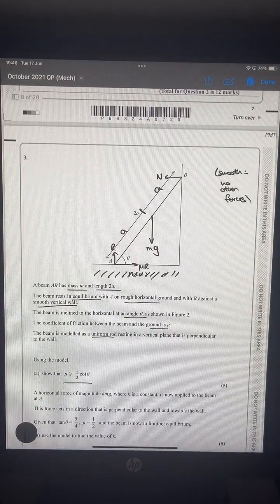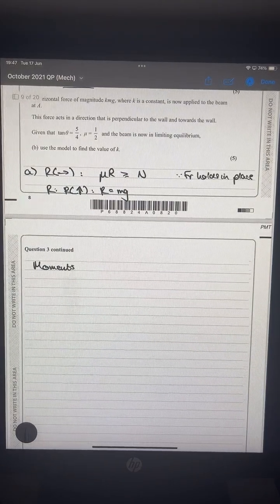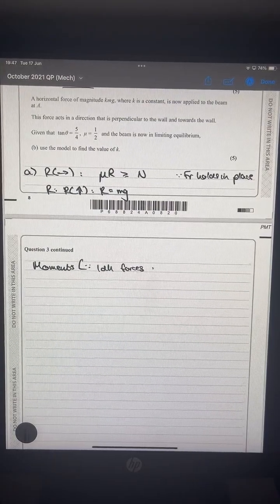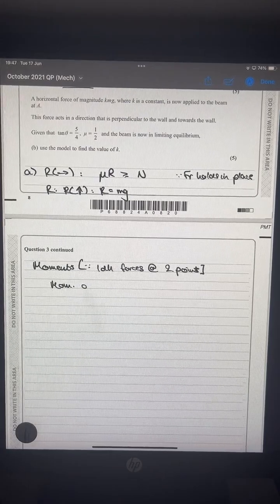How am I going to find what N is? Remember, N is that there. I've got how many points? A, midpoint, and B. I don't know what the forces are at A, and I don't know what the forces are at B. I don't know two forces at two separate points, so that means I have to take moments. So I'm going to take moments about A, because I want to find N, right?